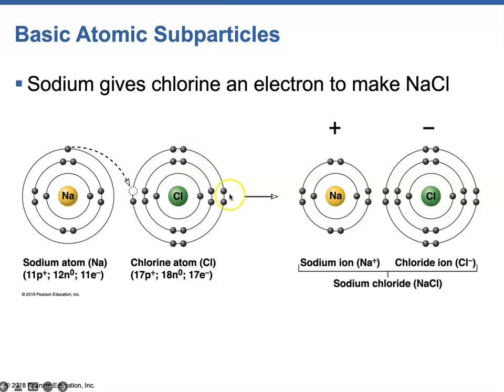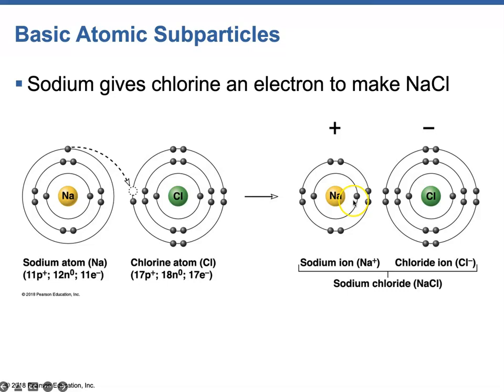Normally it would just have 7 when it's neutral. And so now what happens is, now it has 8. And so what we formed here is what we call an ionic bond. So when you have 2 elements that come together where one gave up an electron and the other accepted it, now we have a positively charged ion, a cation, and now we have a negatively charged ion, an anion.